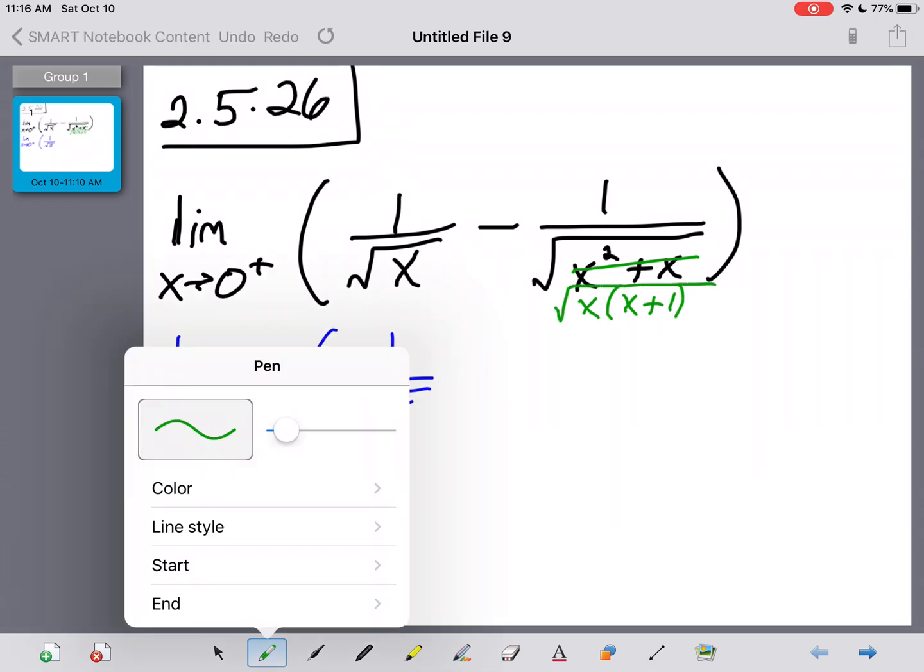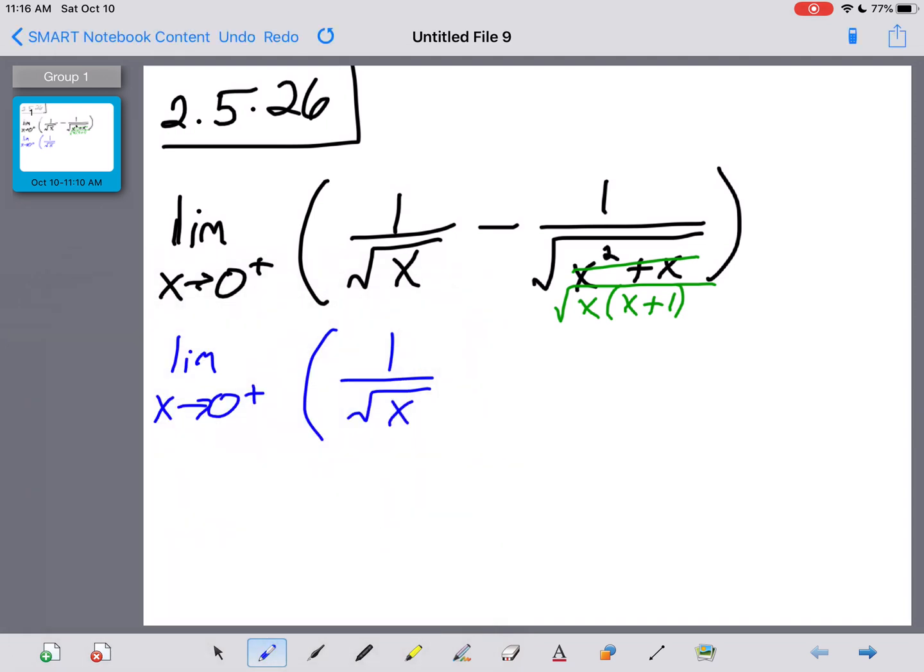So I'm going to take advantage of the property of radicals that says that a square root of a product can be split up into the product of two individual square roots. Let me show you what I mean by that. We're going to leave the numerator as just a 1 here. And the denominator, rather than writing it as the square root of x times x plus 1, we're going to split that into the square root of x multiplied by the square root of x plus 1.